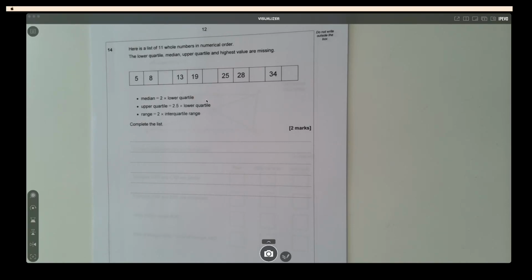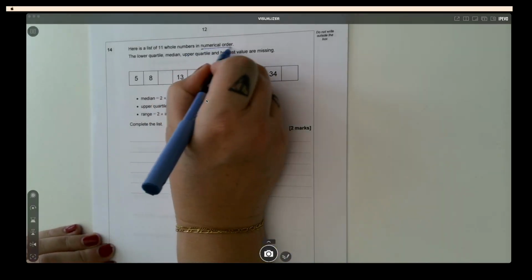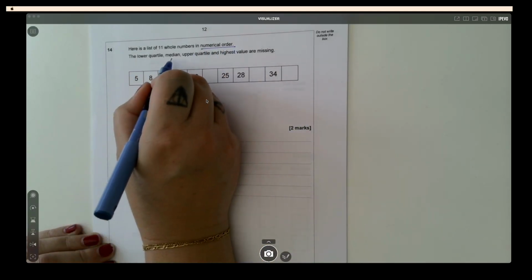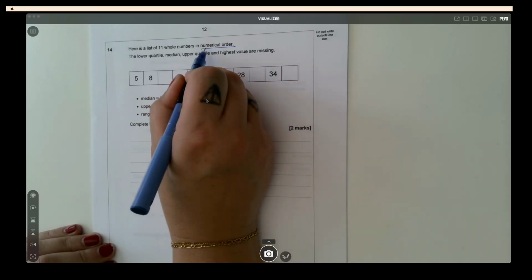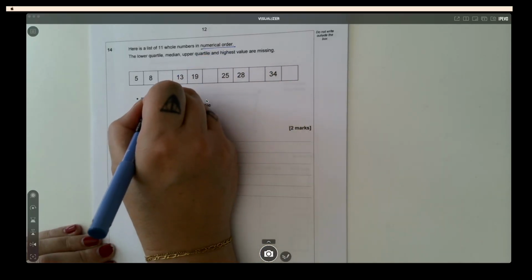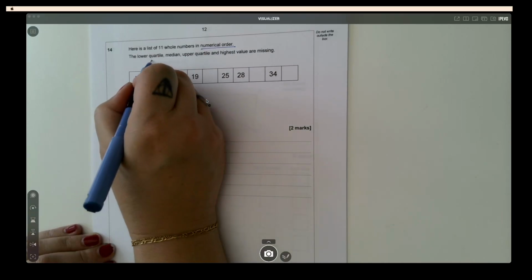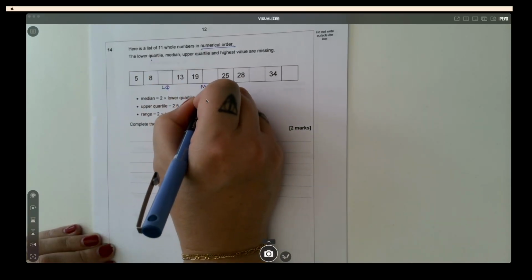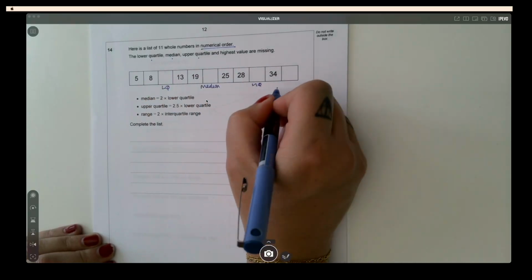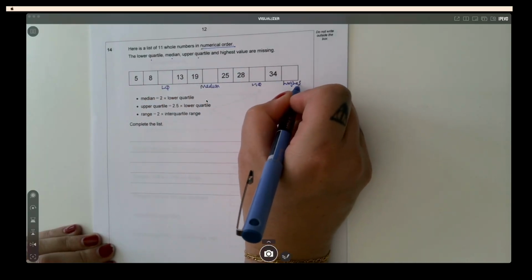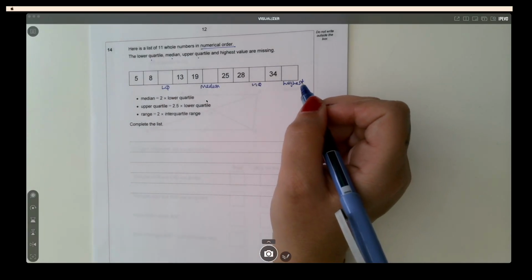Question 14. Here is a list of 11 whole numbers in numerical order. The lower quartile, median, upper quartile and highest value are missing. So if these are in numerical order, then the first missing value must be the lower quartile. The next one must be the median, then the upper quartile, and then the highest value. So I'm just going to make a note for myself there.